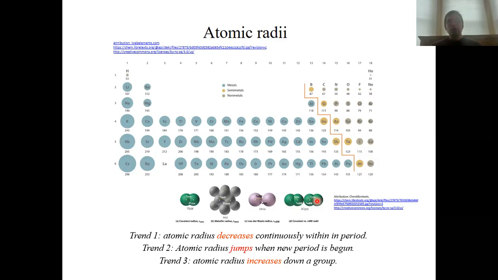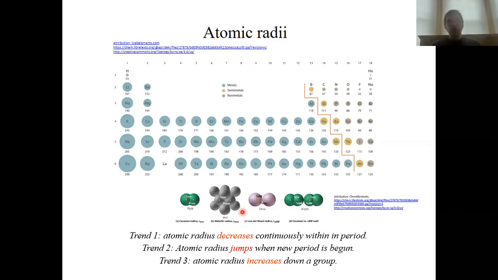Now that of course doesn't work for all the elements, because not all the elements make covalent bonds with each other. Therefore, for different elements, for different atoms, different concepts for the definition of the atomic radius may be favorable.